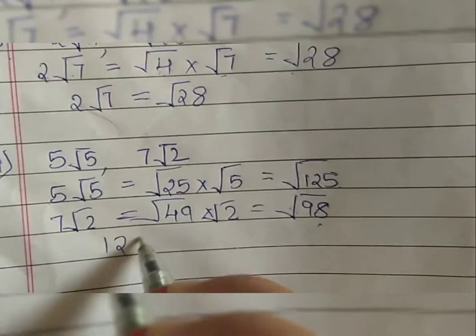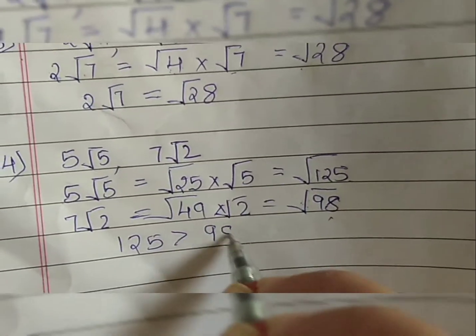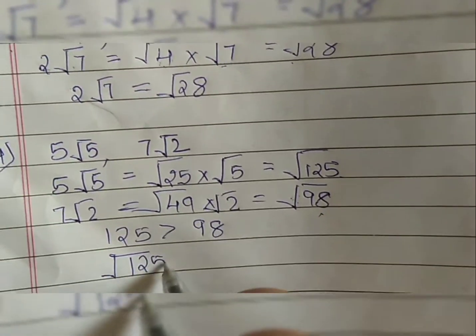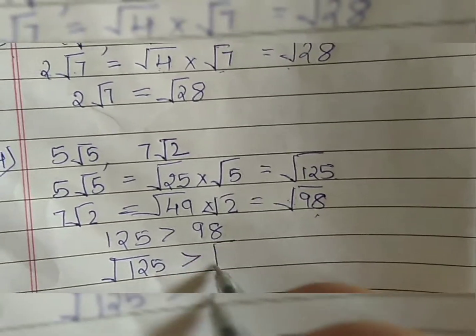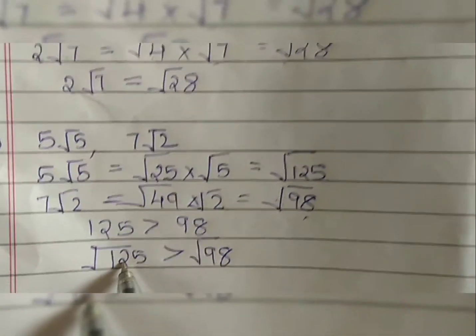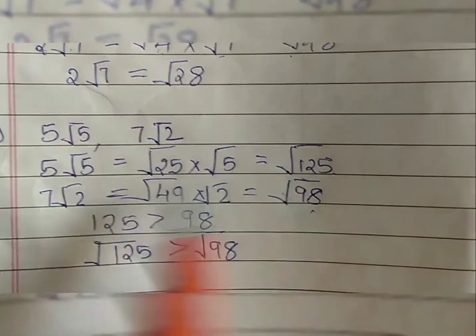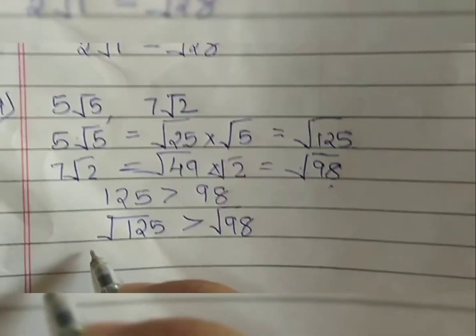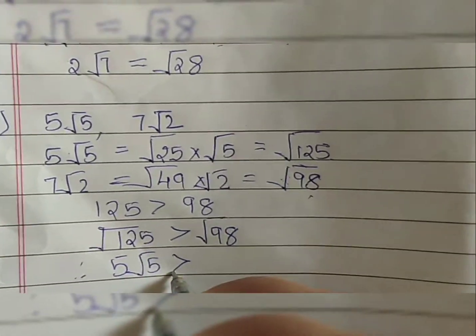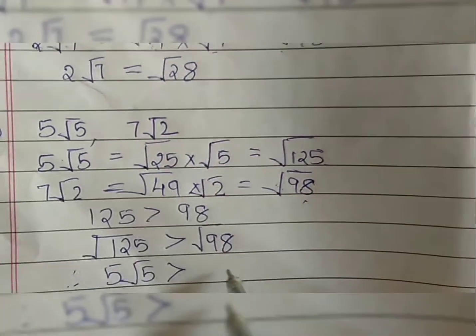Now here 125 is greater than 98. Therefore root 125 is greater than root 98. Very easy it is. So in the actual question, the simplest form is 5 root 5. Therefore 5 root 5 is greater than 7 root 2.